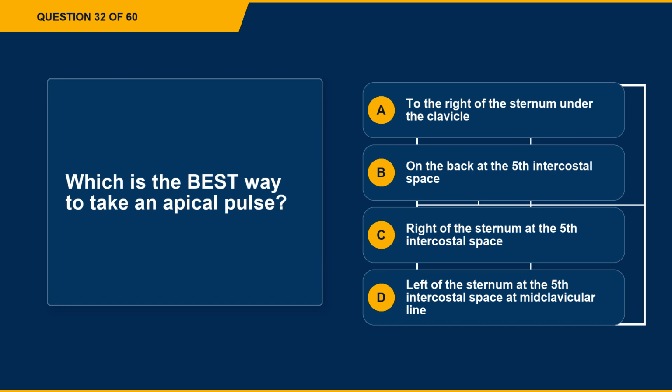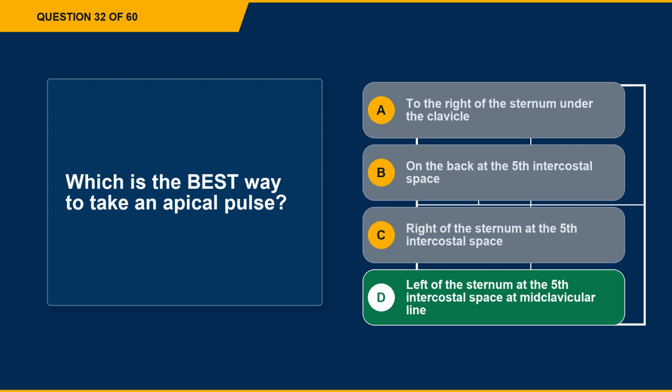Question 32. Which is the best way to take an apical pulse? Option A, to the right of the sternum under the clavicle. Option B, on the back at the fifth intercostal space. Option C, right of the sternum at the fifth intercostal space. Option D, left of the sternum at the fifth intercostal space at mid-clavicular line. The correct answer is option D, left of the sternum at the fifth intercostal space at mid-clavicular line.